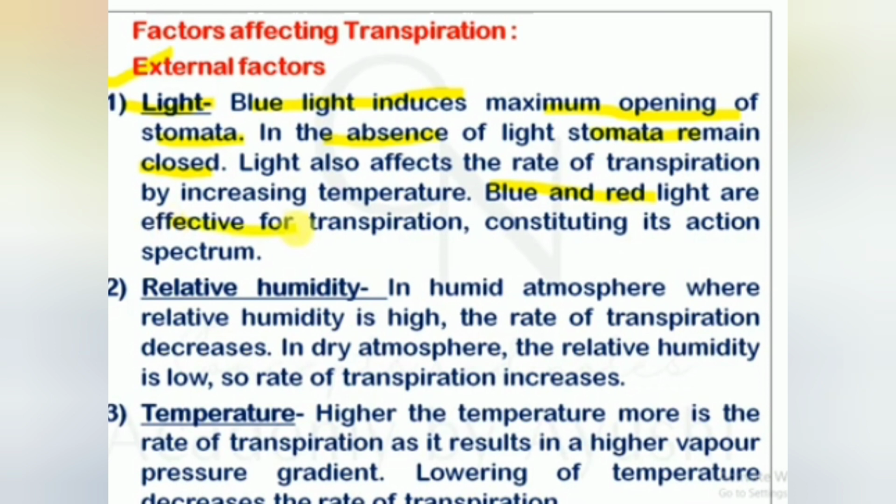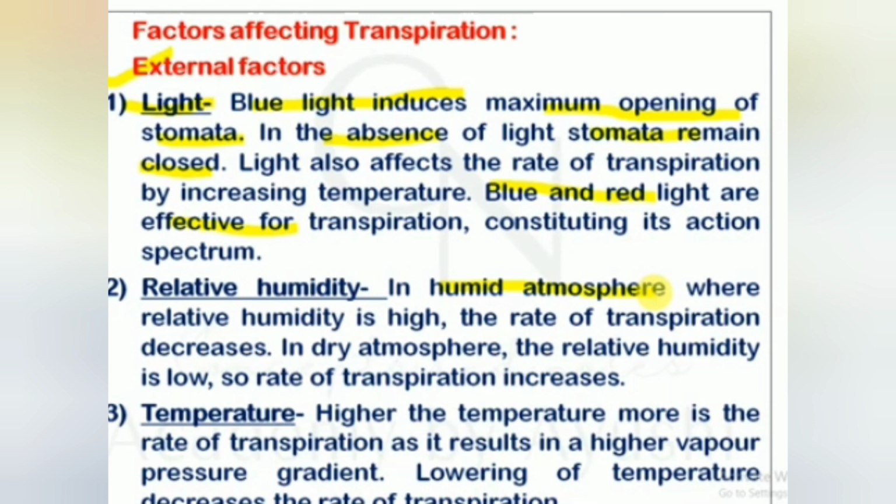Relative humidity. In a humid atmosphere where relative humidity is high, the rate of transpiration decreases. In a dry atmosphere, the relative humidity is low, so the rate of transpiration increases.